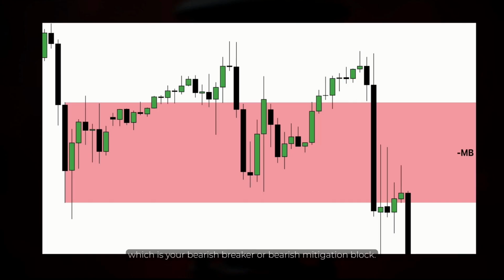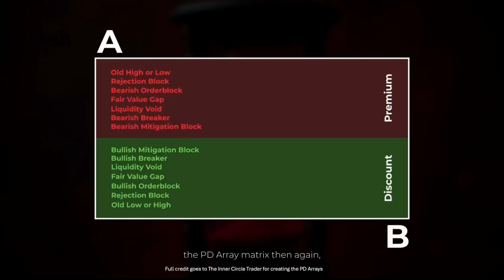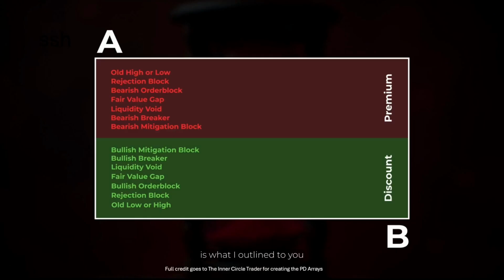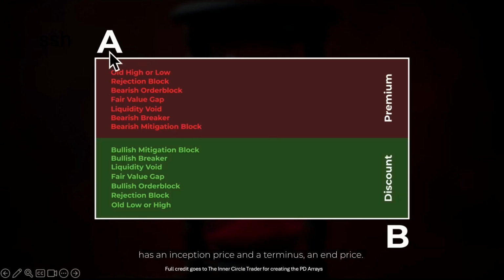Please keep in mind that it's the final downward candle before the run higher, which is your bearish breaker or bearish mitigation block. When we pay attention to the schematic of the PD array matrix, again, what you can see is that I've added the letters A on the top left and B on the bottom right. What these letters basically showcase to you is what I outlined throughout the price cycles lecture, in which I outlined to you that every single price swing has an inception price and a terminus, an end price. Our job is to align ourselves with the delivery which is taking place between point A to point B.